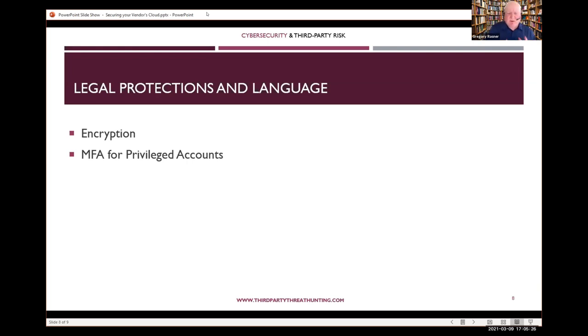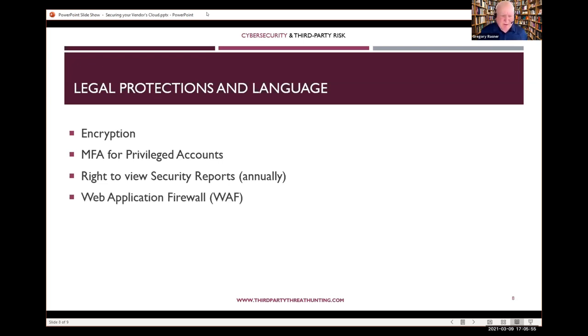You should have particular language around a requirement for multi-factor authentication for privileged accounts. Clearly, that's been an ongoing issue in breaches. Right to review security reports annually. Again, the security reports we talked about earlier, the TAR and the other ones in Azure and Google, you should be able to review those on an annual basis, depending on the risk that particular vendor presents to your organization, so you can check that those things haven't changed over time.